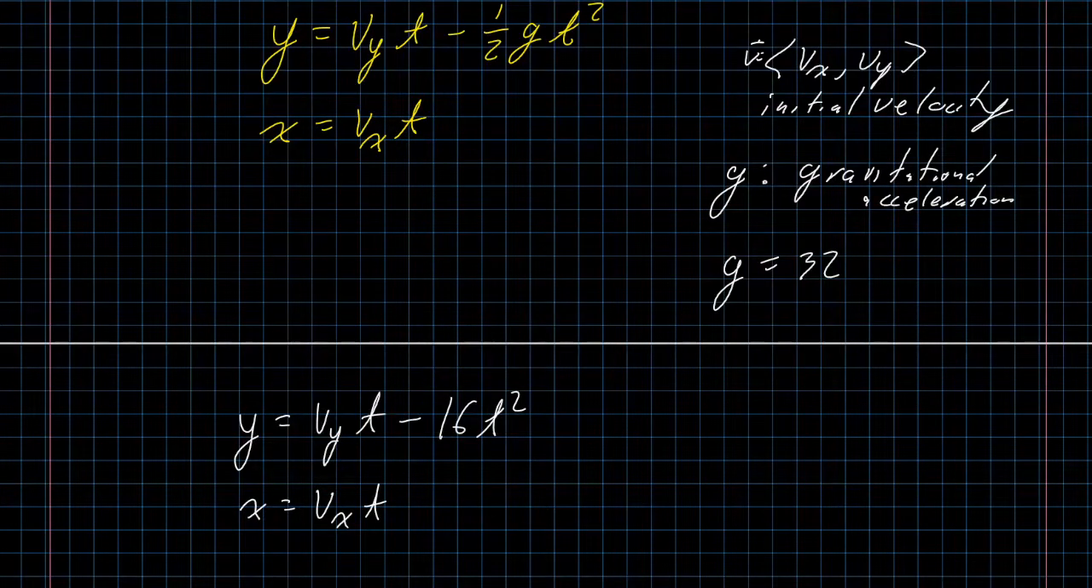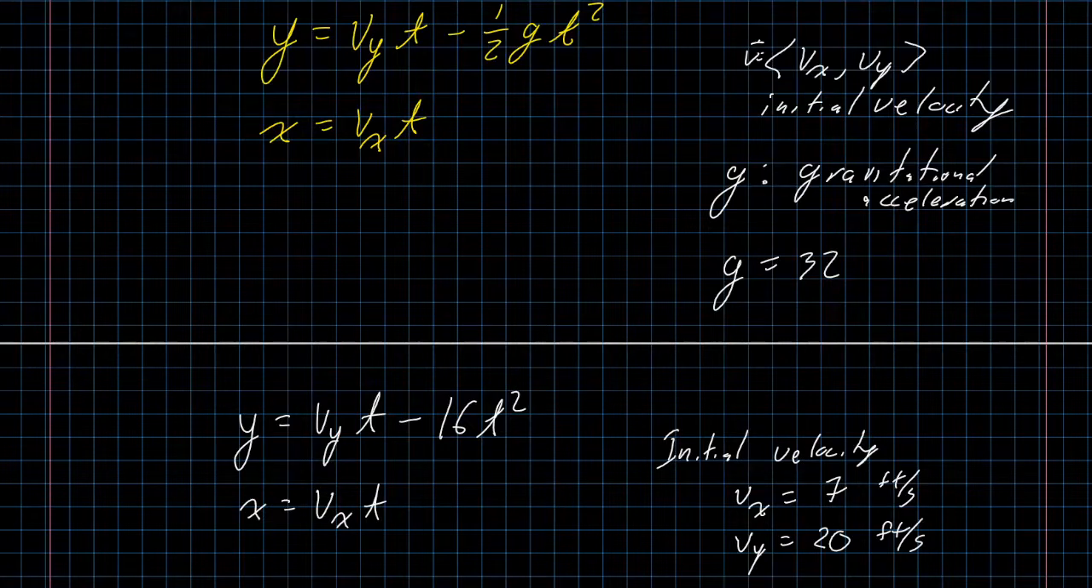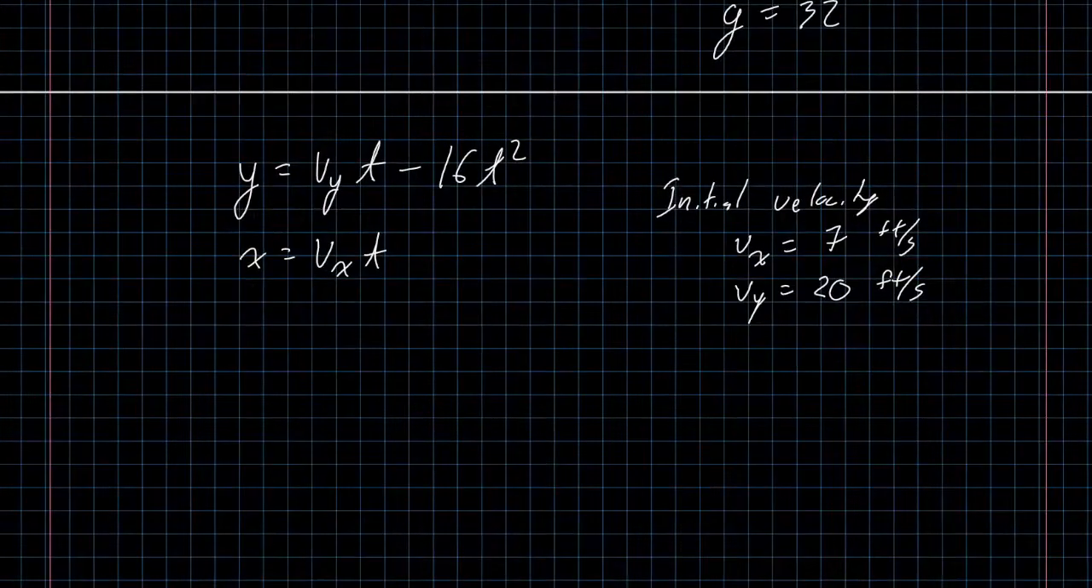So if I pick a representative velocity to play around with, let's say that we have an initial velocity with components Vx is going to be 7 feet per second, and Vy is going to be, let's go with 20 feet per second. All right.